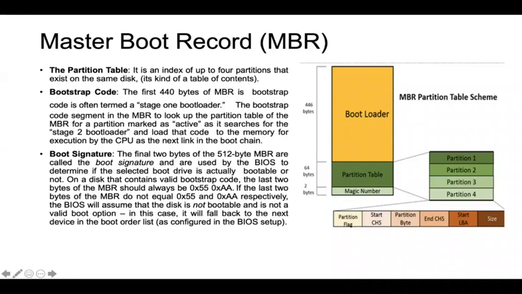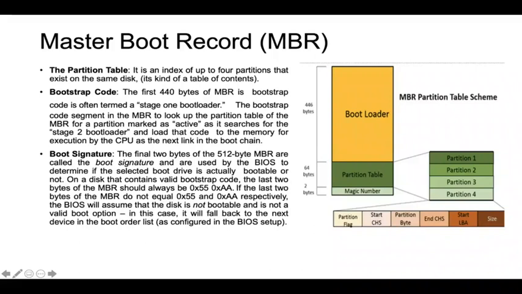Second is the bootstrap code. The first 440 bytes of the MBR is bootstrap code that is often named the first stage bootloader. The bootstrap code segment of the MBR looks up the partition table of the MBR for a partition marked as active as it searches for the stage 2 bootloader and loads the code to memory for execution by the CPU as the next link in the bootload chain. You can imagine that 440 bytes is not a big piece of code. It just has simple 1 or 2 instructions which only point to where to find the next bootloader.